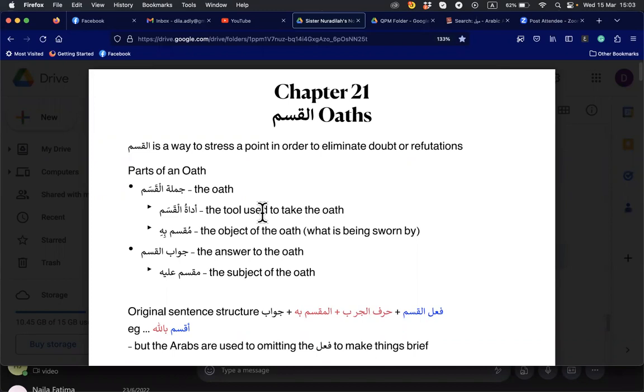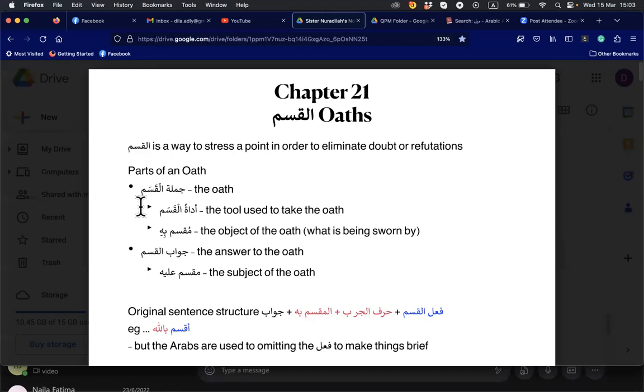Okay, so we have parts of an oath. Basically, it's like shart, you have the parts to the shart, right? So we have the oath itself, and we have adatul qasam, the tool that is used to take the oath. And then we have the muqsim bih, the object of the oath. Meaning like by the sun, the object of the oath is the sun. What is being sworn by, basically.